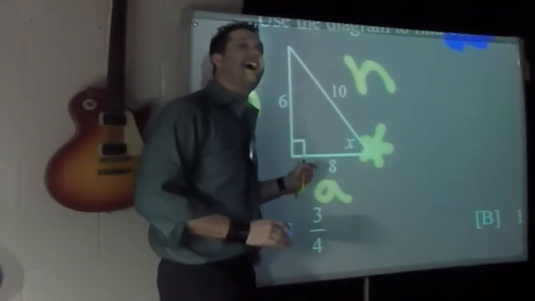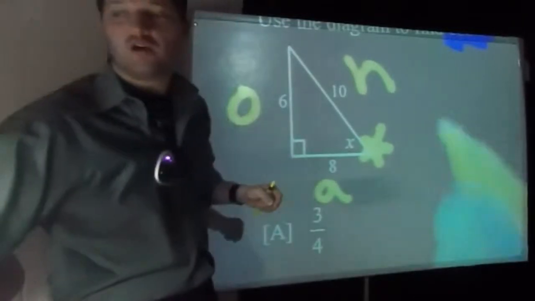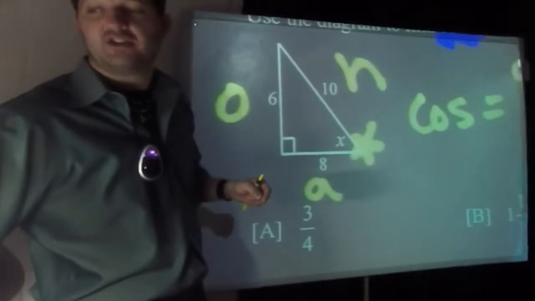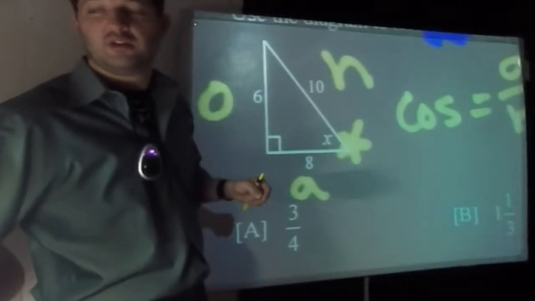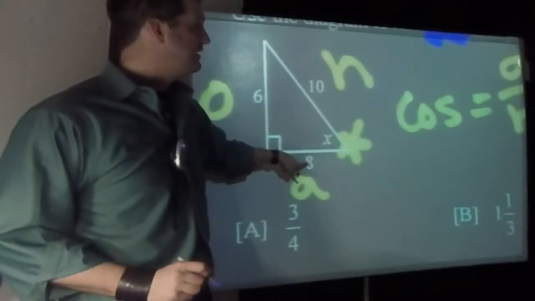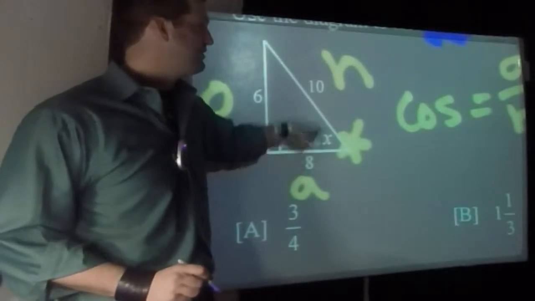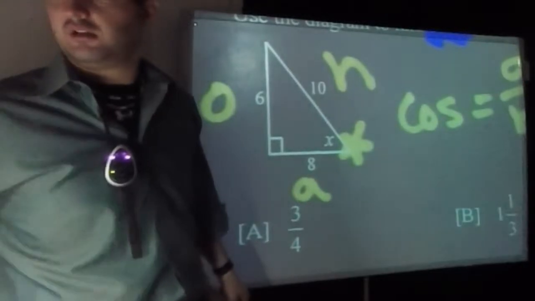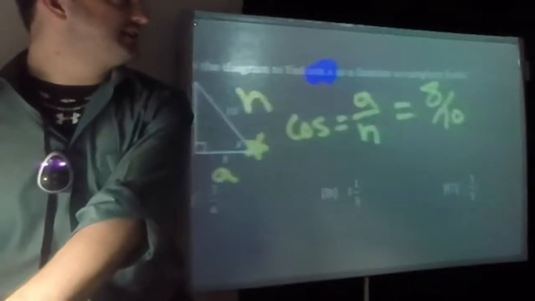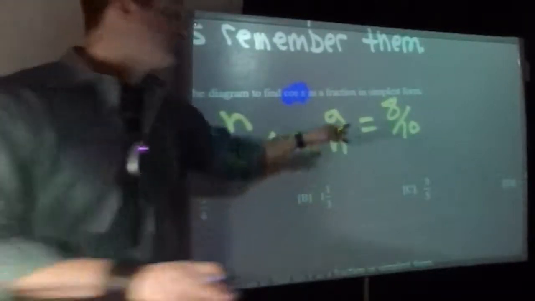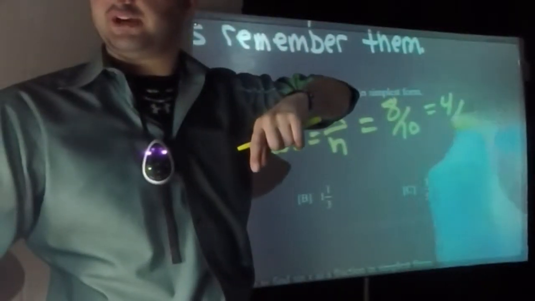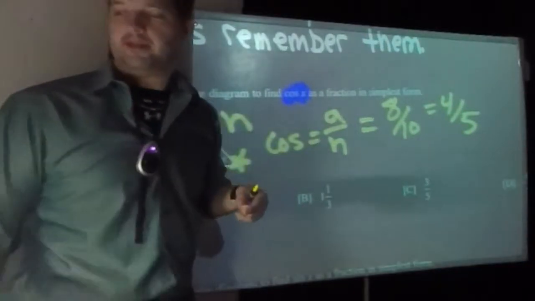So if we want adjacent over hypotenuse, cosine is adjacent over hypotenuse. What is our adjacent? 8. And what's our hypotenuse? 10. So 8 over 10. You're not going to see 8 over 10 as the answer, because it's a fraction that reduces. 8 over 10 reduces to 4 over 5. And 4 over 5 is the answer.